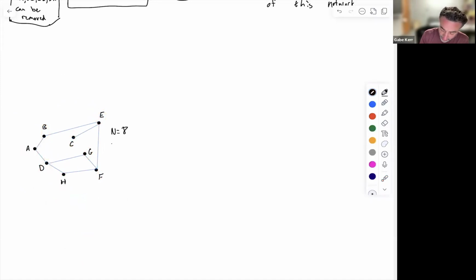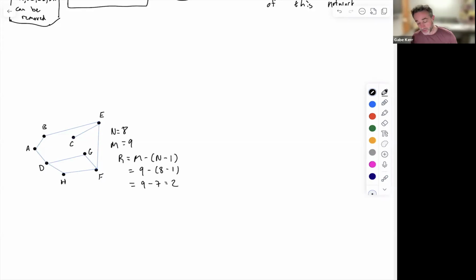n equals 8. M, we have 1, 2, 3, 4, 5, 6, 7, 8, 9. So m is going to equal 9. Redundancy equals m minus n minus 1, which is 9 minus 8 minus 1, which is 9 minus 7, which again is 2. So we're in a similar situation here. We have redundancy 2, meaning we should be able to remove 2 edges from this graph.